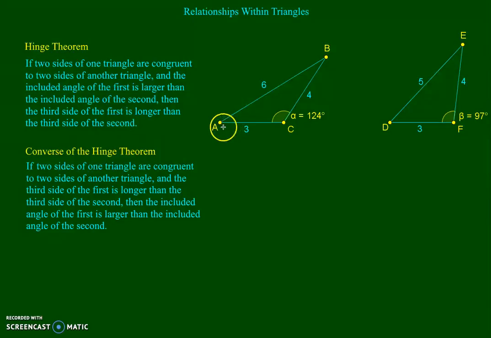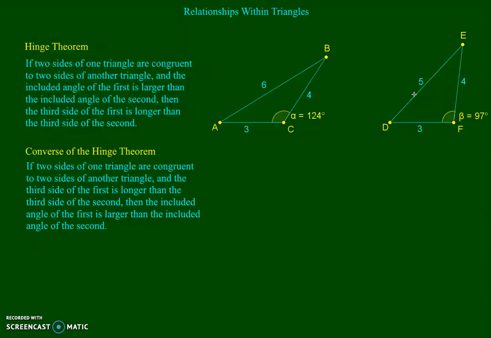So here we have AC congruent to DF, CB congruent to FE. So two sides of one triangle congruent to two sides of another. The included angle here is 124. The included angle here is 97. Therefore, the side opposite the larger angle is longer than the side opposite the smaller angle. That's all there is to the hinge theorem.